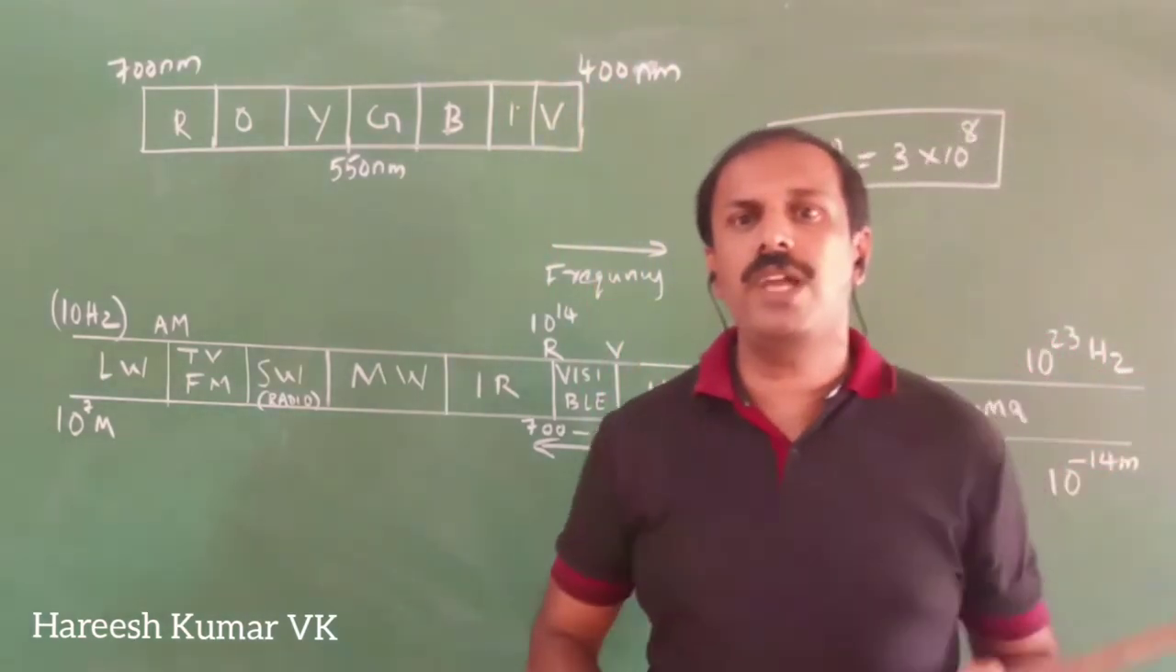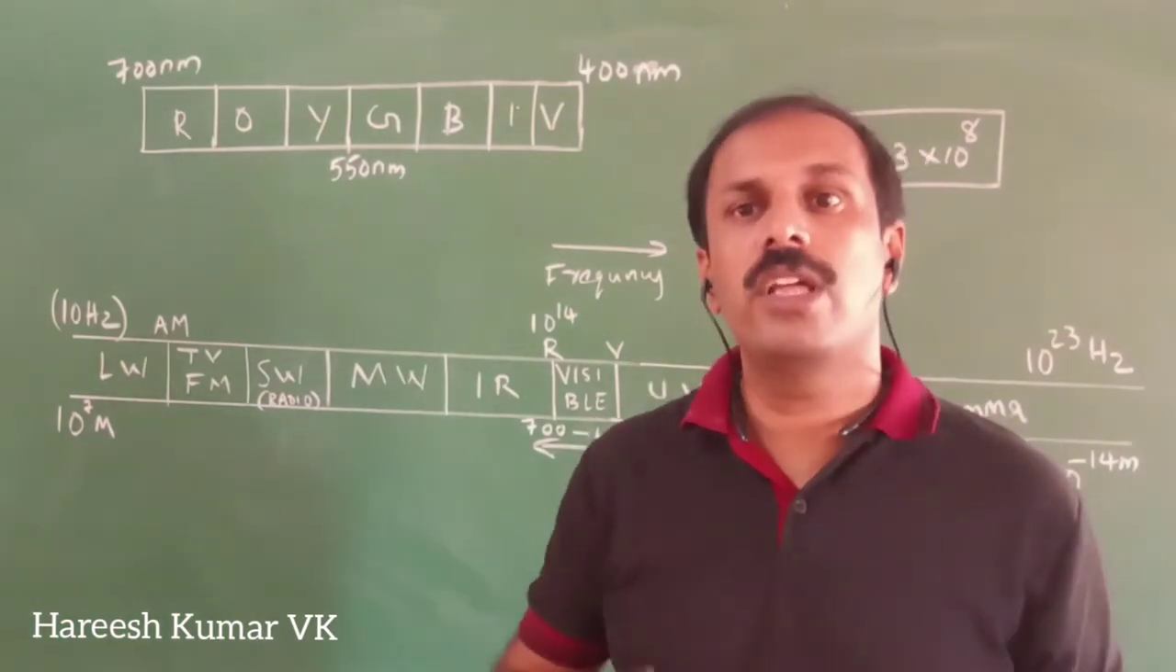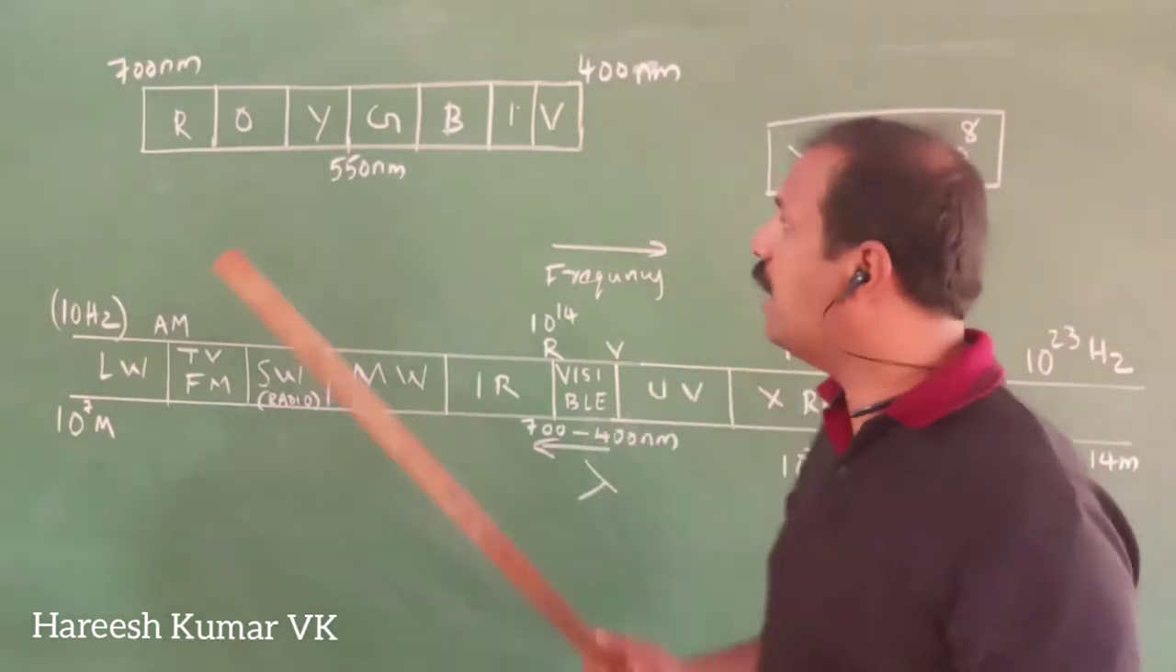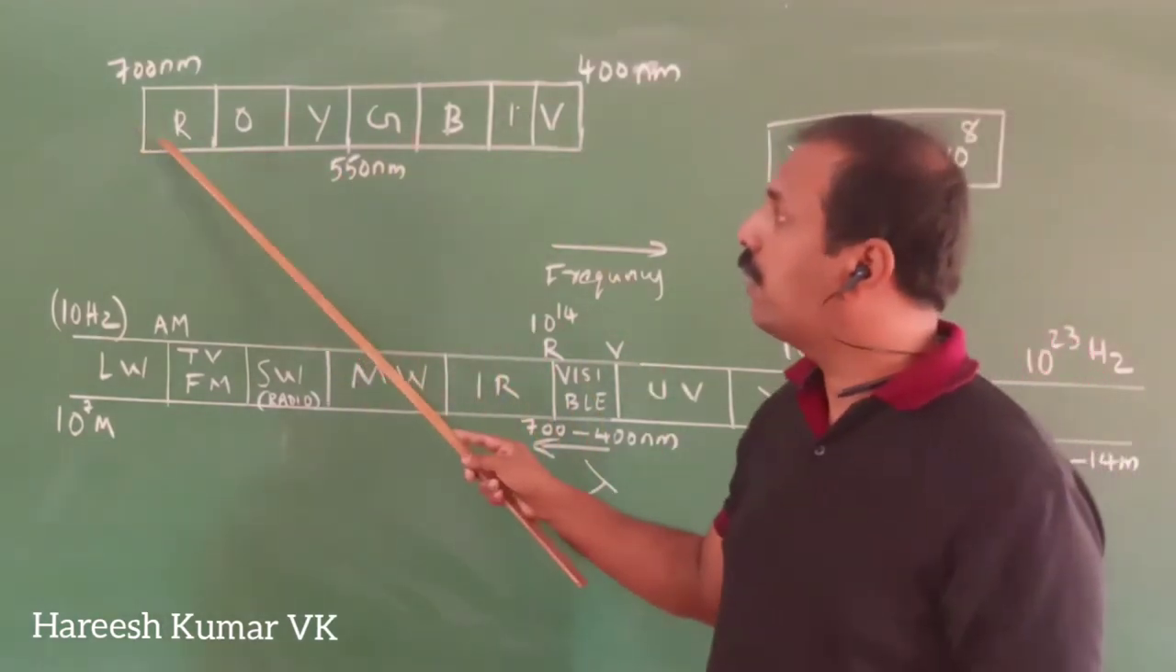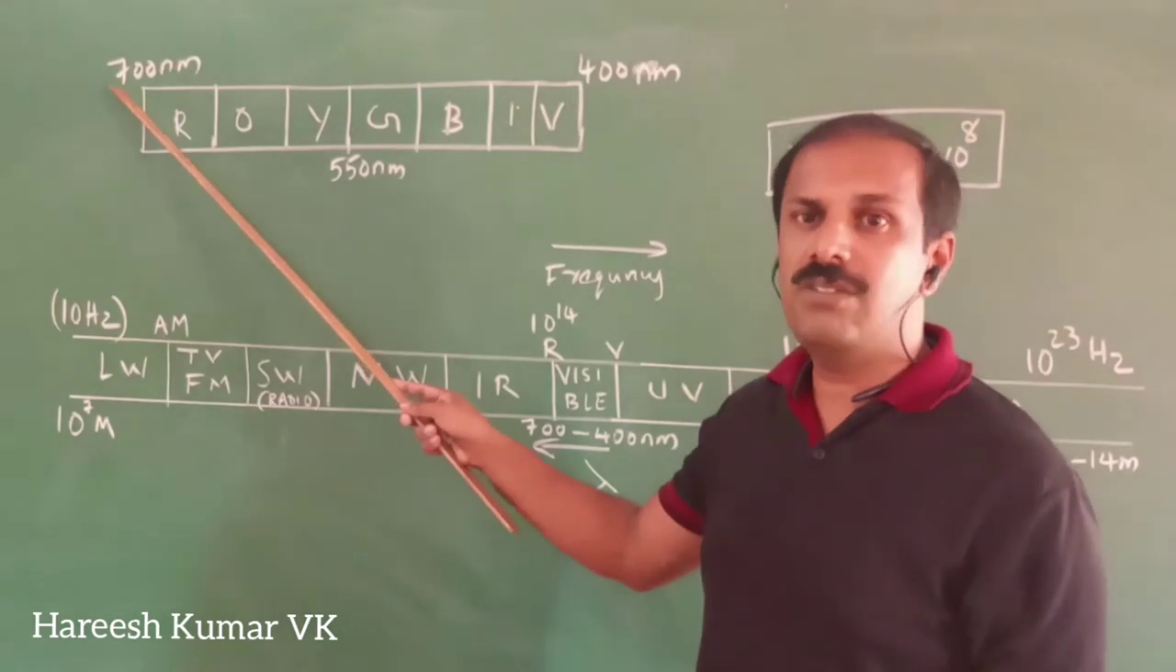The energy of electromagnetic waves, E equals h nu, depends on the frequency. So here, if you take this electromagnetic spectrum, red has more wavelength, so its energy will be very less.